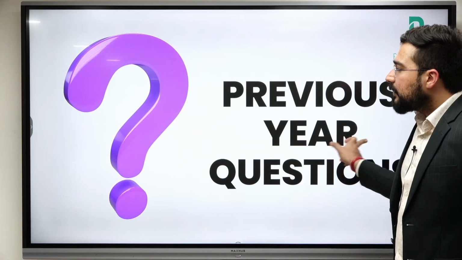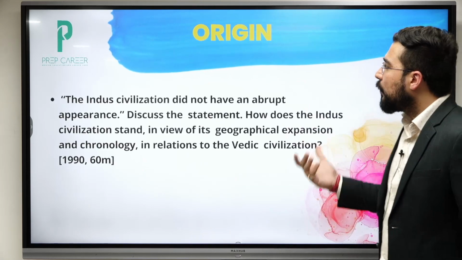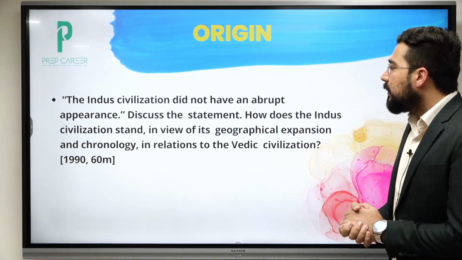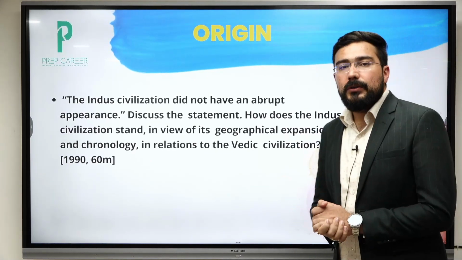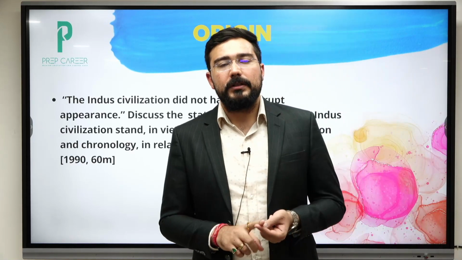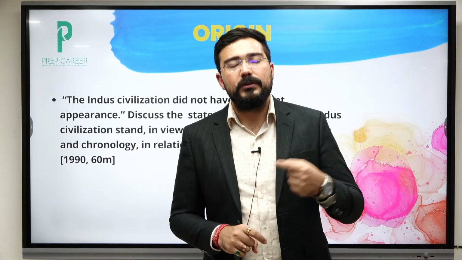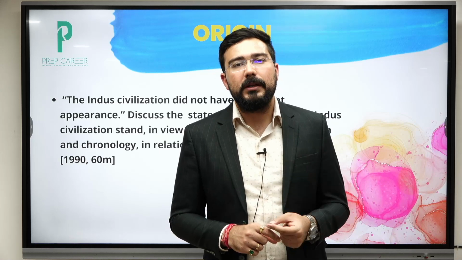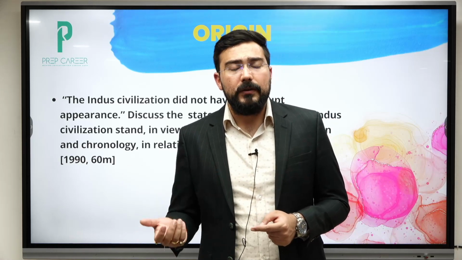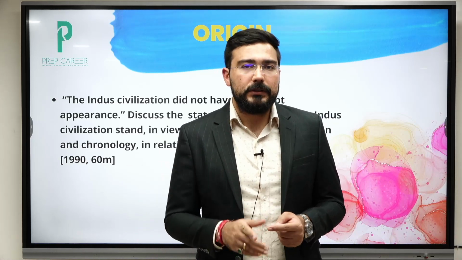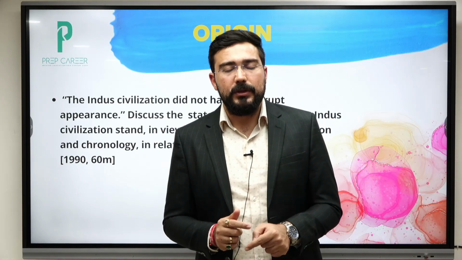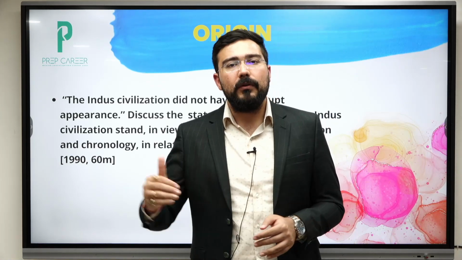All right, let us see the previous year questions. If we see the first question, origin. So the Indus Valley Civilization did not have an abrupt appearance. So there are various theories. Okay, one is the diffusion theory, which comes from the Sumerians. All right, that Mesopotamians built the Harappan civilization. Second theory we have is that the Vedic Aryans are the makers of the civilization. And the third theory with respect to origin we have is the indigenous theory of evolution.